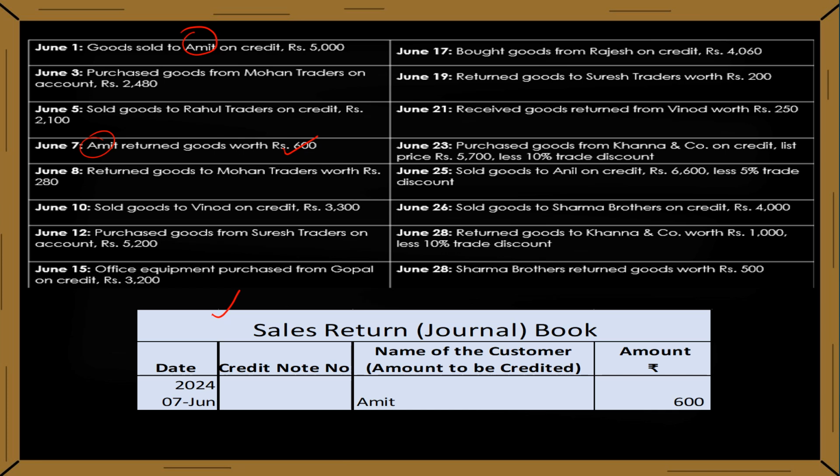It will have the following columns: date, credit note number, name of the customer, amount to be credited now, and amount. On June 7th is the date and name of the customer is Amit. Amount is rupees 600.